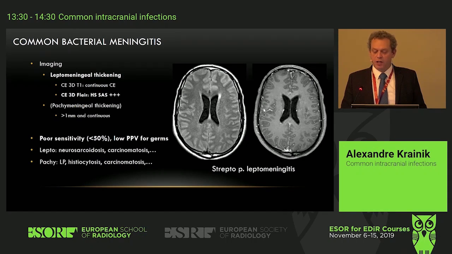But anyway, each time you see an enhancement of the sulci, you may state that there is a leptomeningeal abnormality, and this inflammation could be due to an infection. Of course, infection is not the only cause of leptomeningitis. It can be also due to systemic disease like sarcoidosis, of course, or carcinomatosis secondary to a metastatic process. Pachymeningitis has also to be distinguished from normal reaction after a lumbar puncture and other granulomatous disease such as histiocytosis or again carcinomatosis.